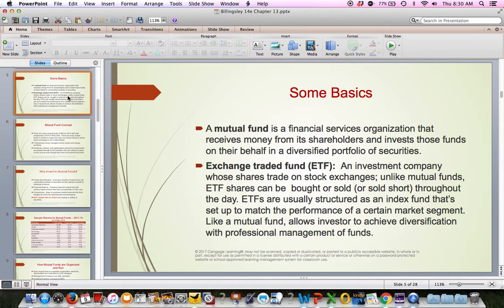And they're very easy to buy. They're easy to get into and out of. They have no fees. The only fee is what you spend to buy them, and commissions to buy a stock are very, very low.